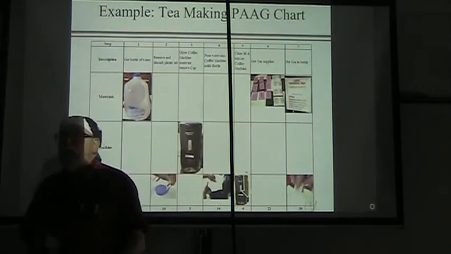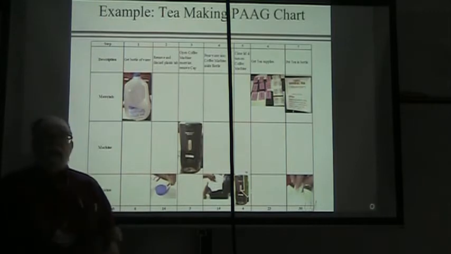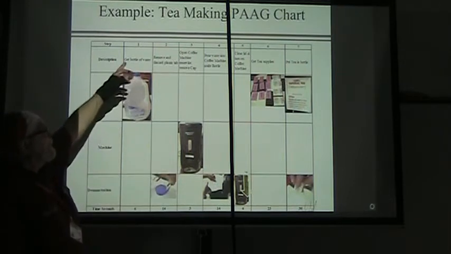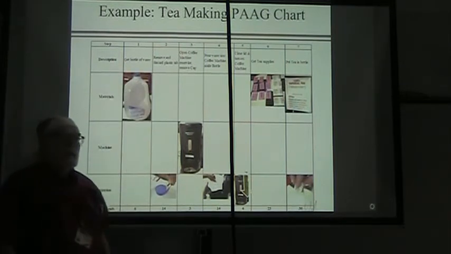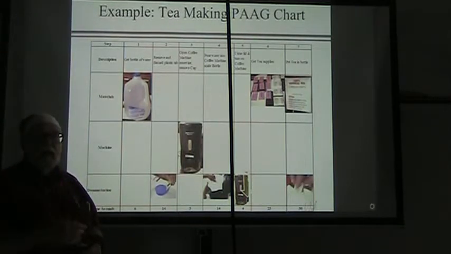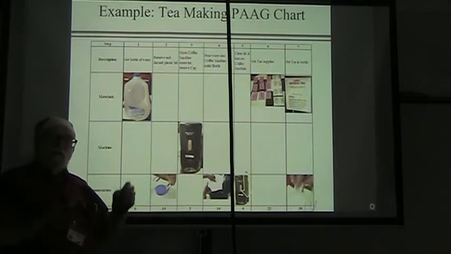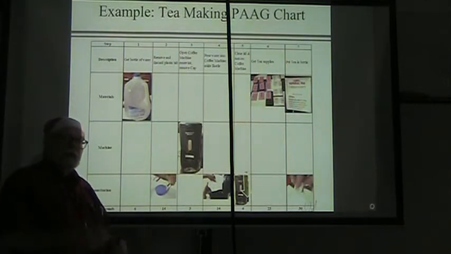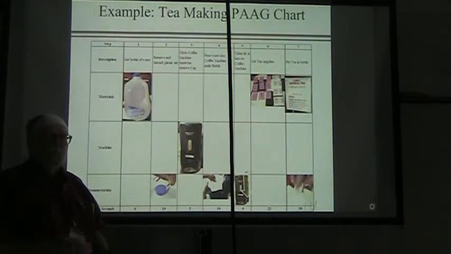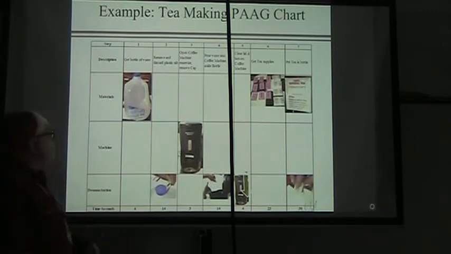All right, so here I have made a simple process at a glance chart. And my example is making tea. All right, so this is something that is fairly simple, everyone can understand. When we make a process at a glance chart, what are we looking for?